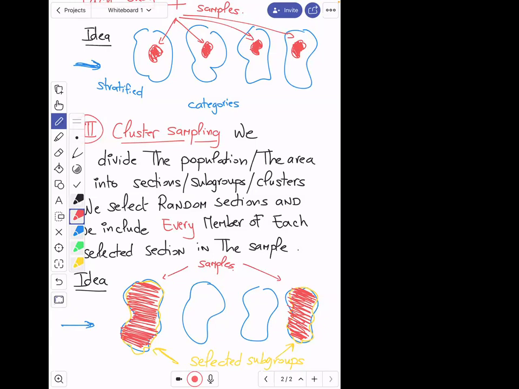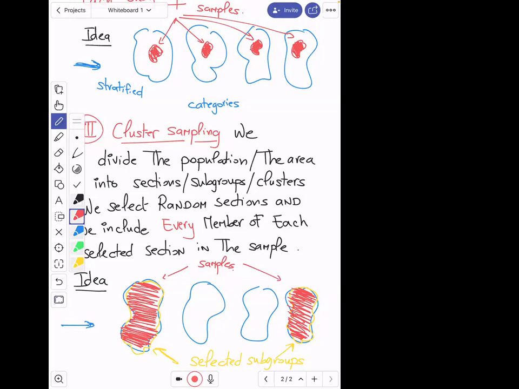Does it make sense to you guys? I hope you see the difference, because I know from experience you can easily get confused between the stratified and cluster samplings. Anyway, if you have questions, just let me know.